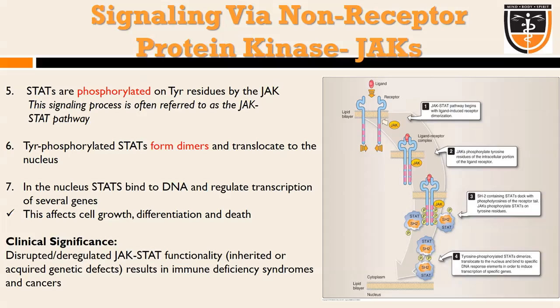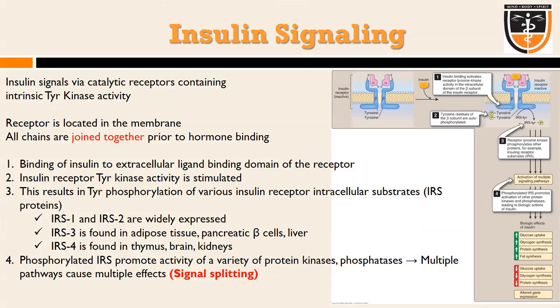Its receptor, hopefully you remember, actually doesn't have its own protein kinase, its own tyrosine kinase. So what's going to happen is this cell needs to recruit JAK. JAK then phosphorylates and activates STAT.